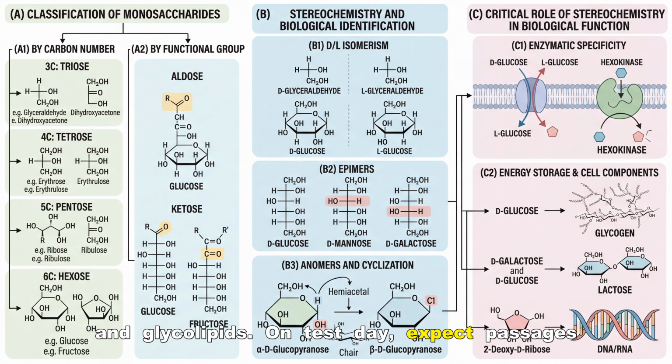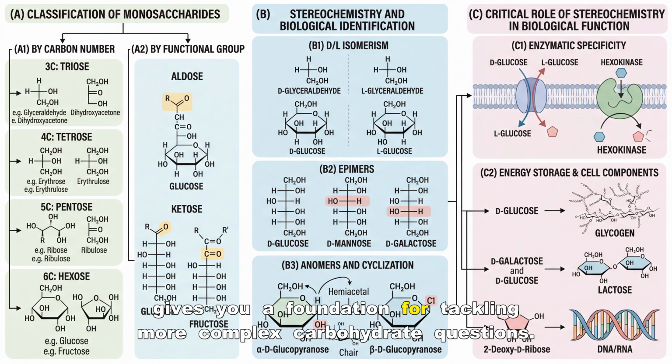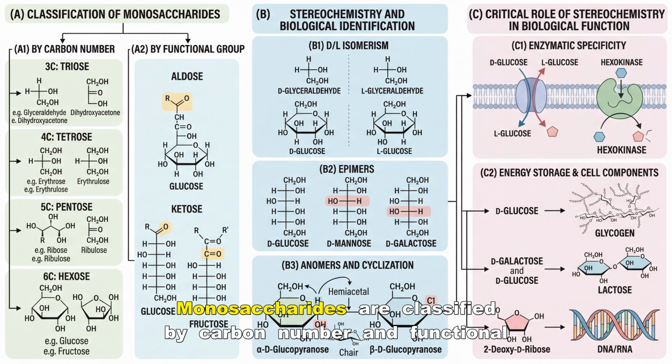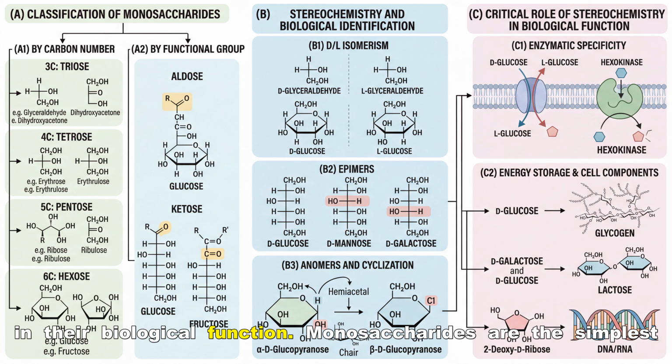On test day, expect passages that tie carbohydrate structure to function, such as how glucose can be rapidly mobilized for energy, or how structural polysaccharides resist digestion. Understanding both the functional groups and biological roles gives you a foundation for tackling more complex carbohydrate questions. Monosaccharides are classified by carbon number and functional group, with stereochemistry playing a critical role in their biological function.